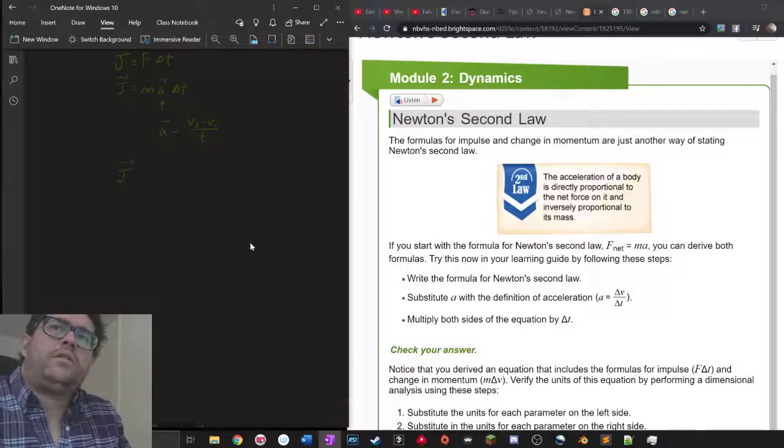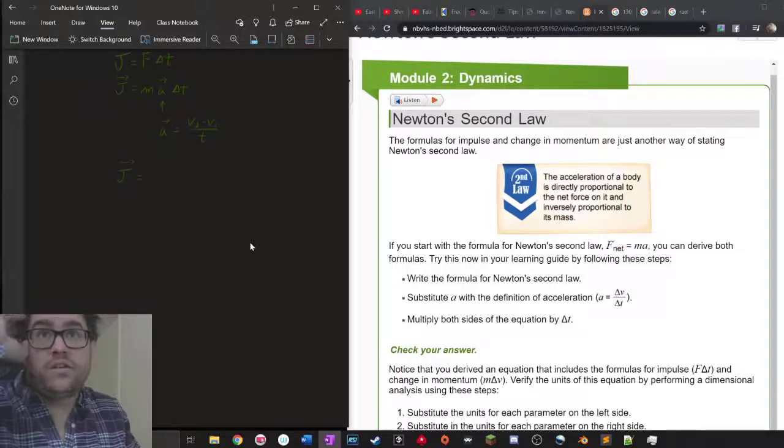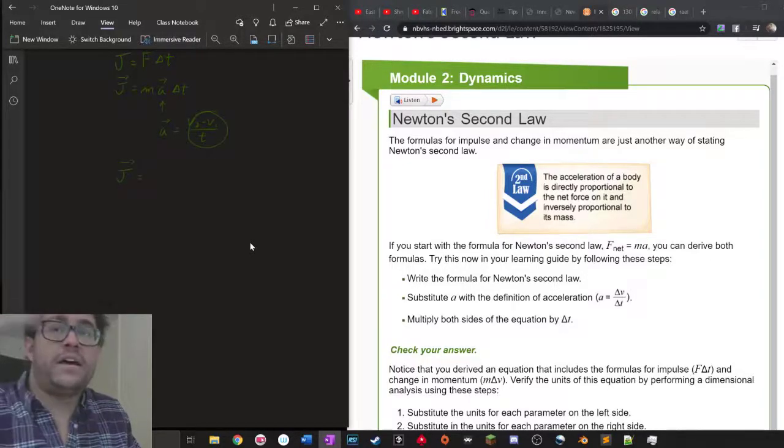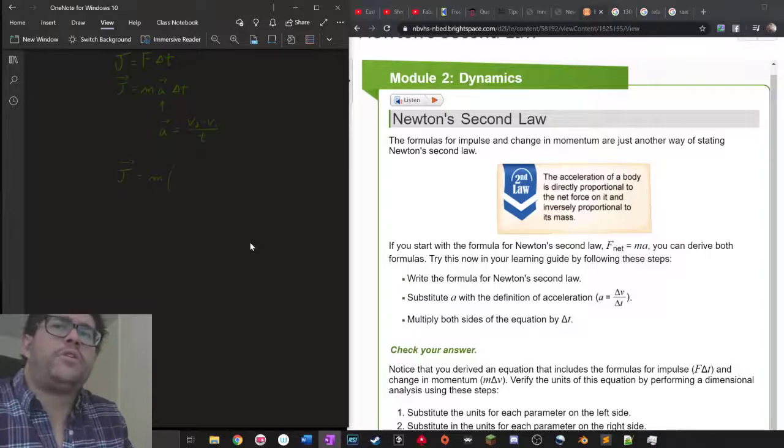So J. So let's take all of this now and put that inside the formula instead. M. I'm not sure if that's what they want me to do, but I know what I want to do with it. Delta t.